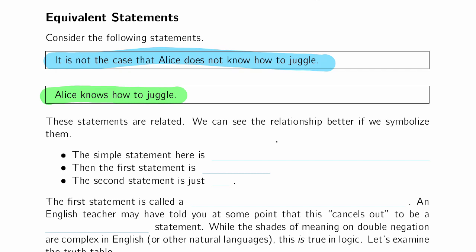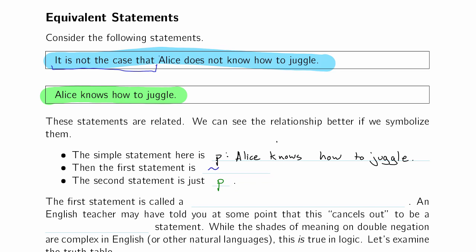We can see it even better if we symbolize them, because these statements both use the same simple statement, and that is, Alice knows how to juggle. We'll call that statement P. That simple statement is just our second statement. The first statement is a little bit trickier to symbolize, because we have this, "it is not the case that." That means negate everything that's coming up.